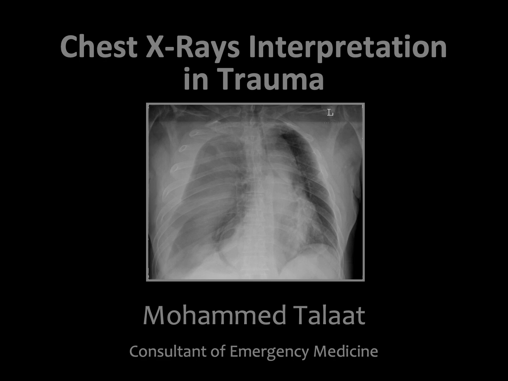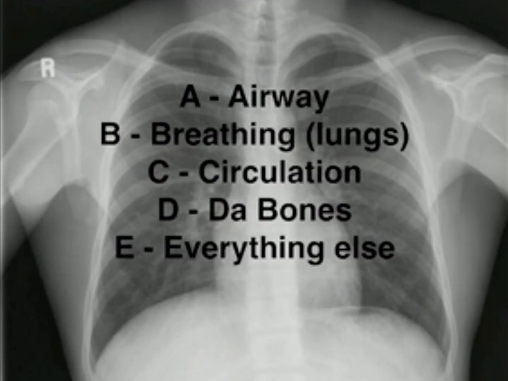Okay, so you have to have an approach, and like most of us, we go for ABCDE in trauma. Here also we are going to go through ABCDE, where A is airway, B is breathing, we mean lungs, C is circulation, we are going to talk about it now, and D make it the bones, okay, and E everything else, okay.